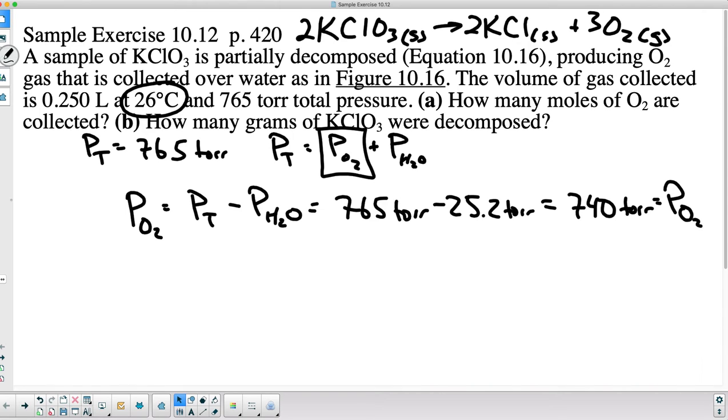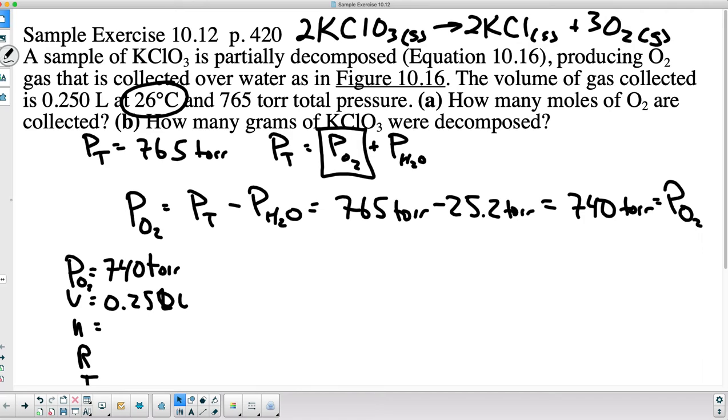Once we know the pressure of just the oxygen by subtracting the water vapor, it says how many moles. So if I'm talking about PV equals nRT, what I'm going to be solving for then will be n. The pressure of O2 will be 740 torr. The volume is given to us as 0.25 liters, 0.250 liters.